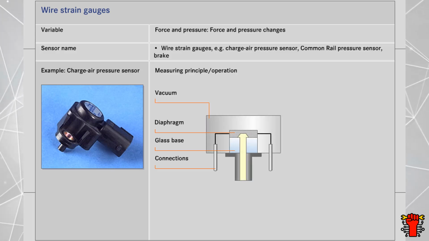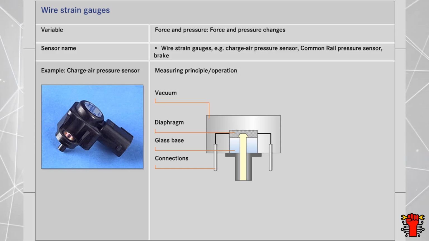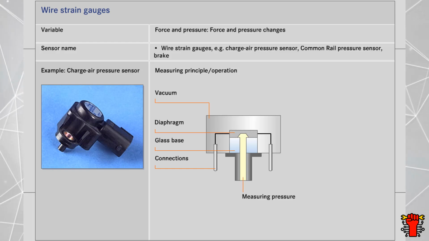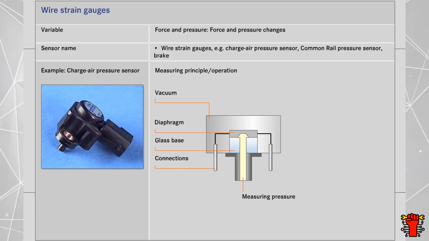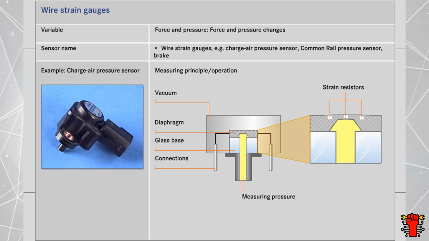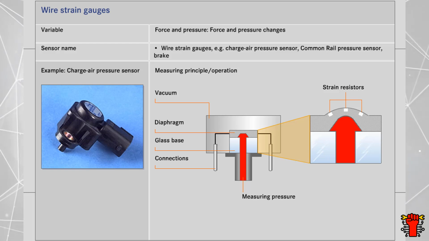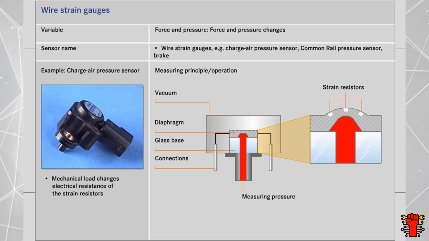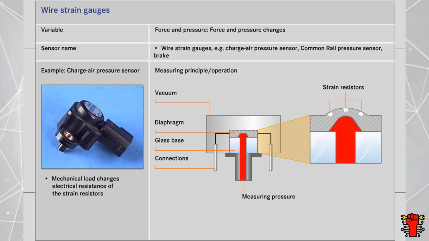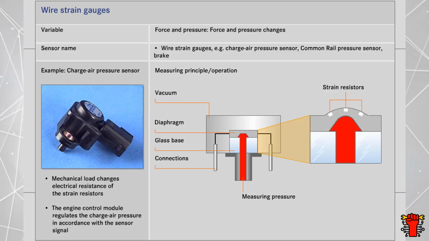It essentially consists of a housing from which the air has been removed, a glass base to which a silicon diaphragm has been attached, plus electrical connections. The charge air pressure acts via a duct directly on the sensor diaphragm. The diaphragm is deformed in different ways depending on the level of pressure. The strain resistors contained in the diaphragm change their electrical resistance as a result of the mechanical loading. The sensor signal is used by the engine control module as information about charge air pressure.